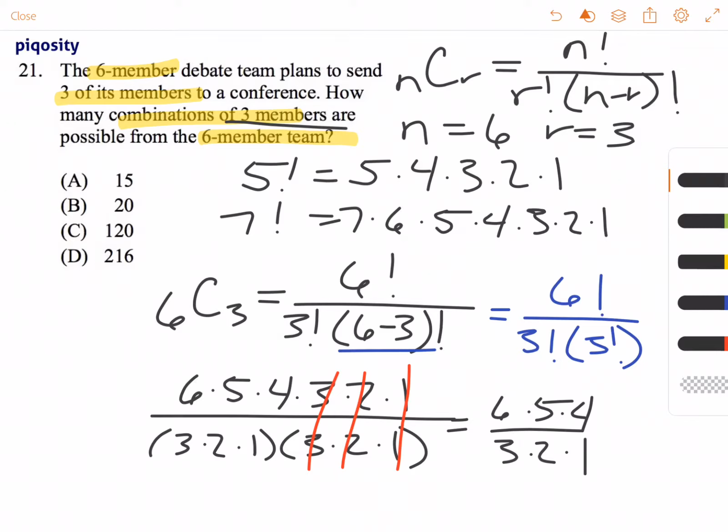Now you can reduce this down even further by taking the 3 into the 6, and you're left with 2, and the 2 into the 4, which gives you 2. So 2 times 5 times 2, or 2 times 5 is 10, 10 times 2 is 20. So there are 20 total combinations of the 3 members that can be taken to this conference, or answer choice B.